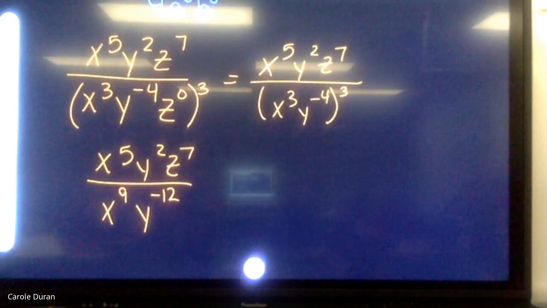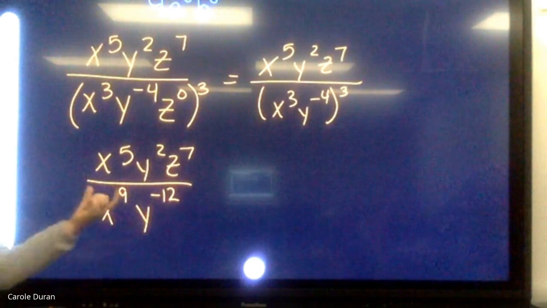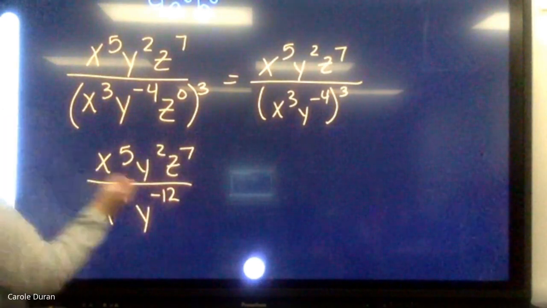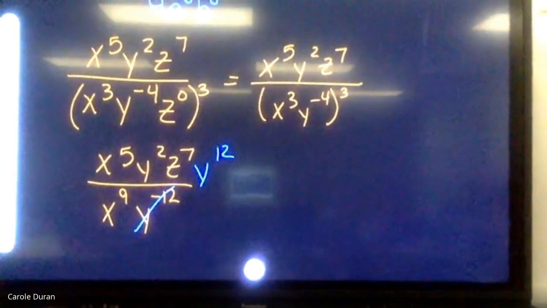What am I logically going to do next? Flip the y. Why are we flipping the y? What do you mean by flipping it? Okay, so it has a negative exponent. I can't do anything with it until I make it a positive exponent. So we're going to move it up to the numerator. So I get a y to the positive 12 in my numerator.